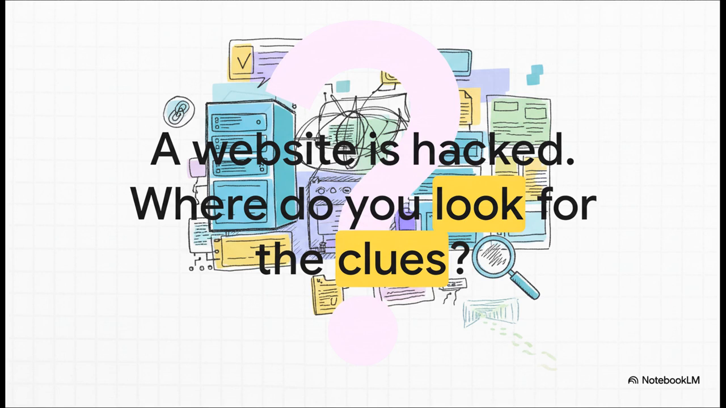So, just picture this for a second. A critical website gets breached. The attackers, they're long gone. And now you're the investigator called to the scene. Where do you even start? We're not talking about finding fingerprints on a keyboard here. We're talking about sifting through millions of bits of data to find the story of the crime. And that's the central question of digital forensics.